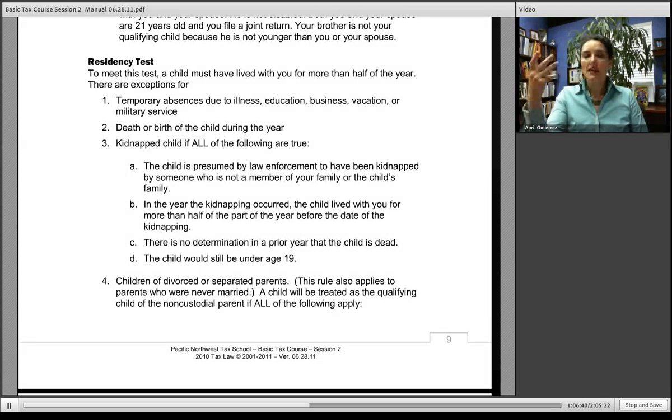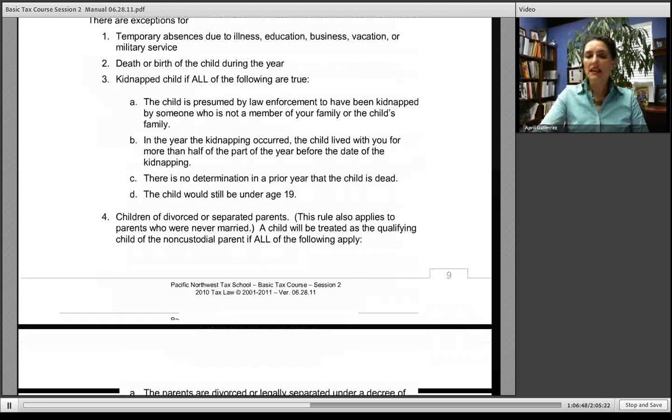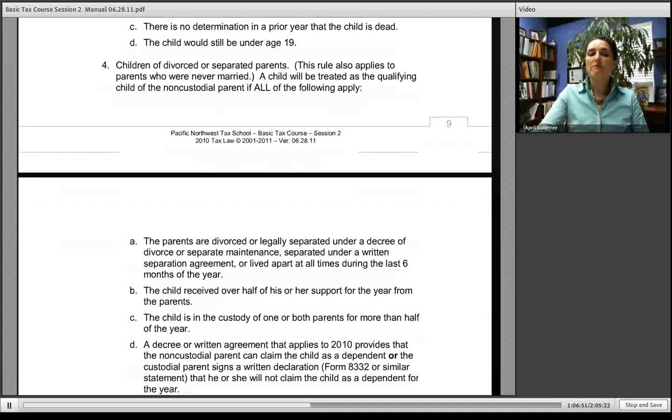In the case of divorced or separated parents, the child can be claimed by the non-custodial parent if it can be shown that both parents together provided at least half of the support, and that the child was in the custody of one or both parents for more than half the year, and that the non-custodial parent gets written permission from the custodial parent to claim that child's exemption, or there is a divorce decree that awards the exemption.